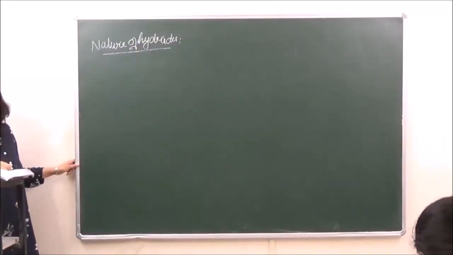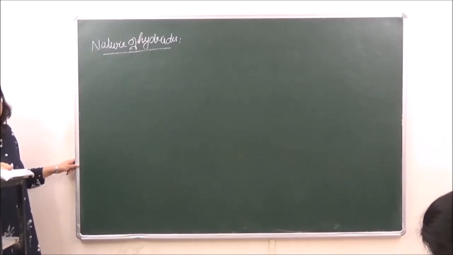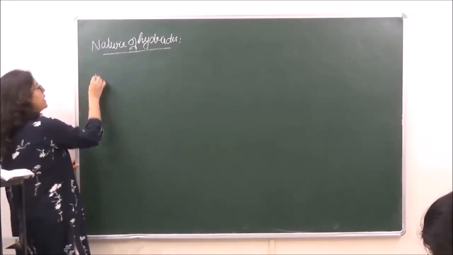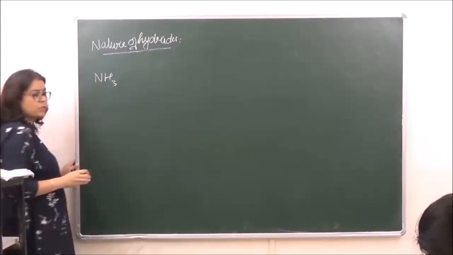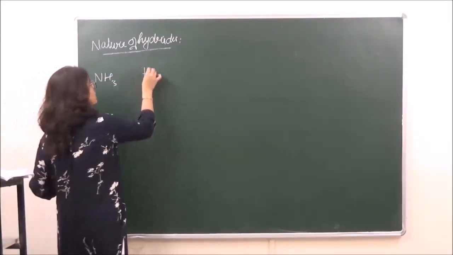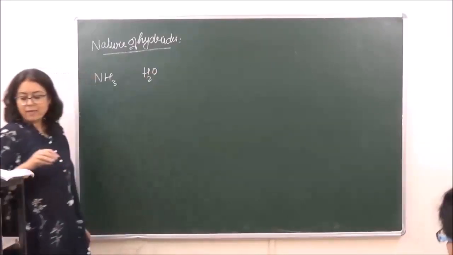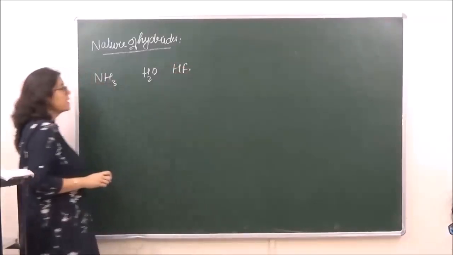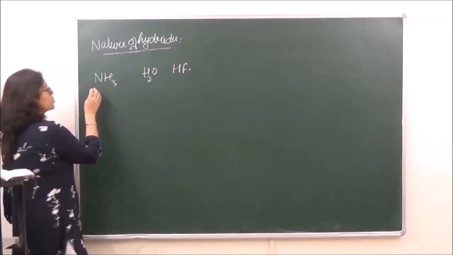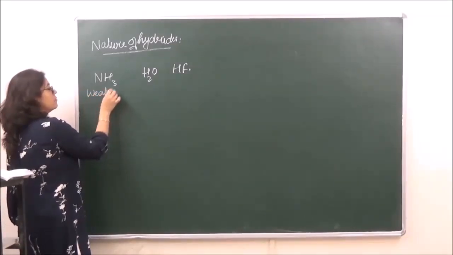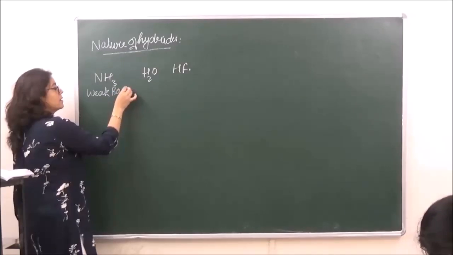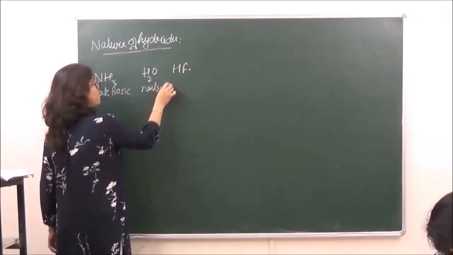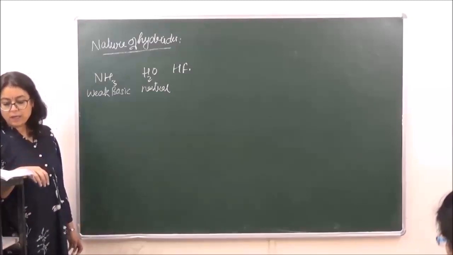Nature of hydrides. Now, along a period, they become from weakly basic to strongly acidic. ठीक है? So along a period we have NH3, then we have water, ठीक है? And then we have HF. This is the second period, right? Over here, this is going to be weakly basic. This is neutral, and HF is going to be a weak acid.